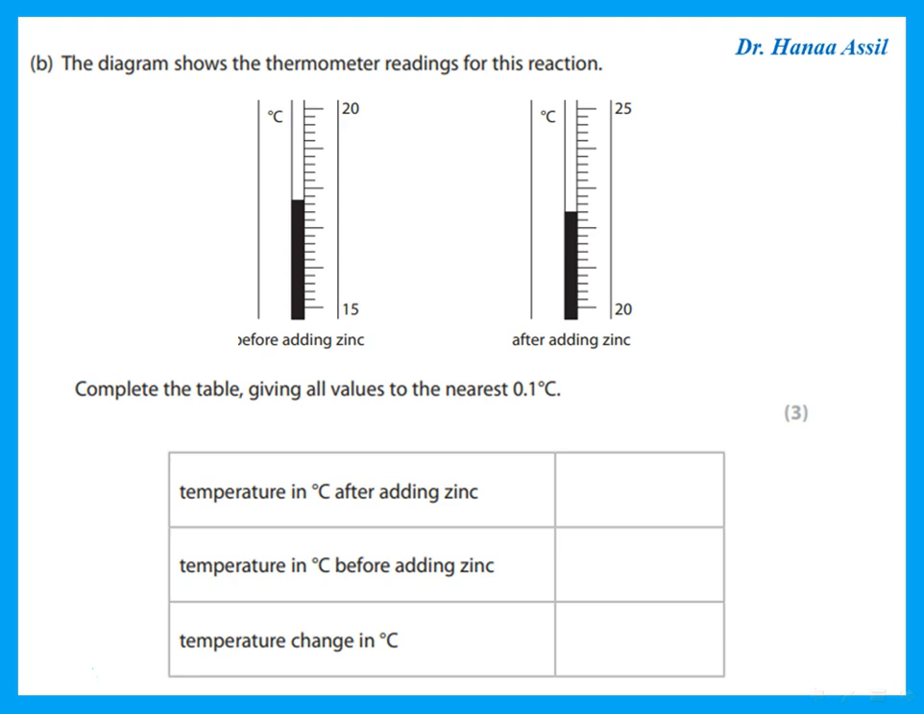So where is the temperature after adding? Please make sure you're looking at the correct diagram. So the temperature after adding is the one on the right. So that is 22.4. The temperature before adding, that's the one on the left. If you read it, that is 17.7. Can you see that? And of course, the temperature change is just the difference between them. Also must be to 1 decimal place. Okay?